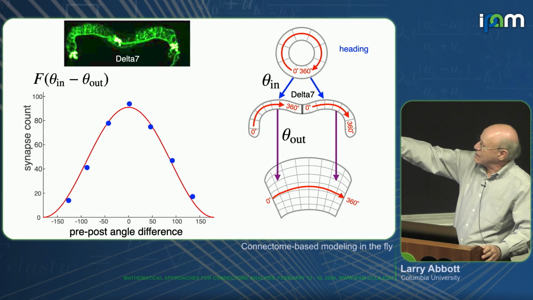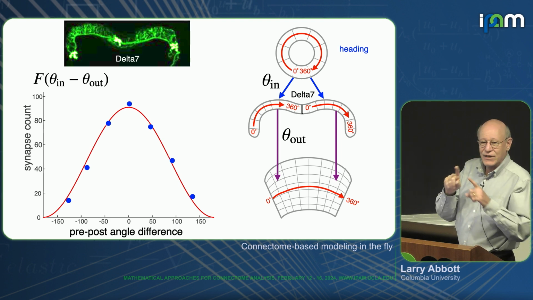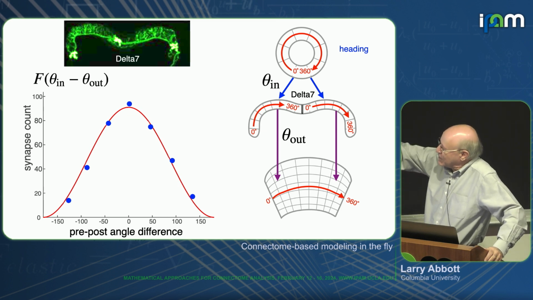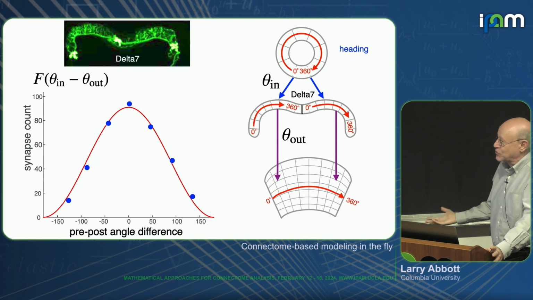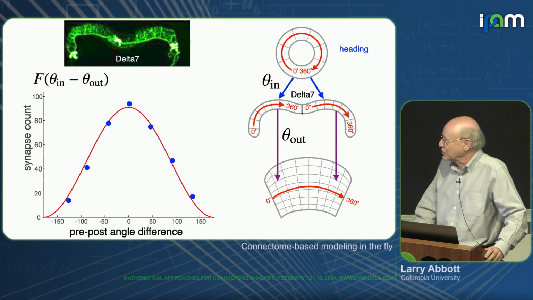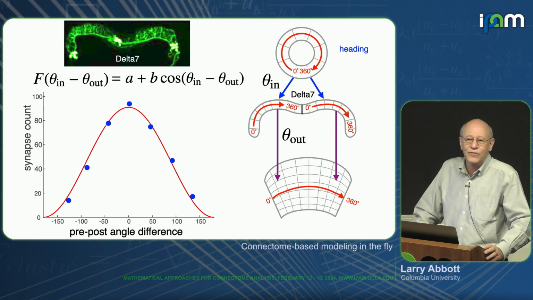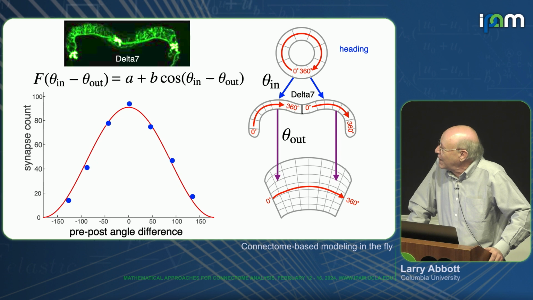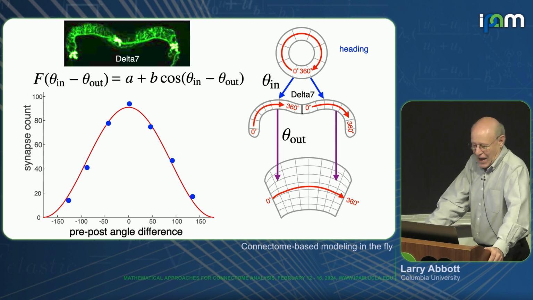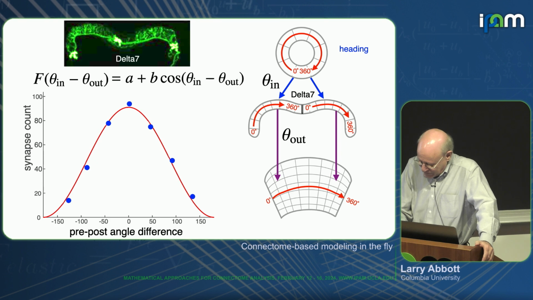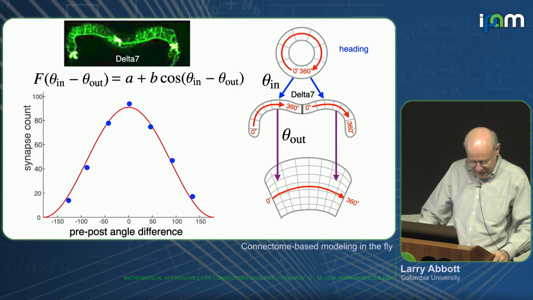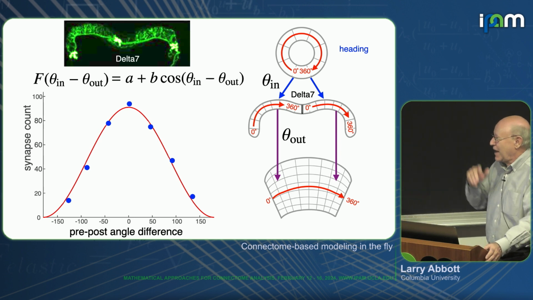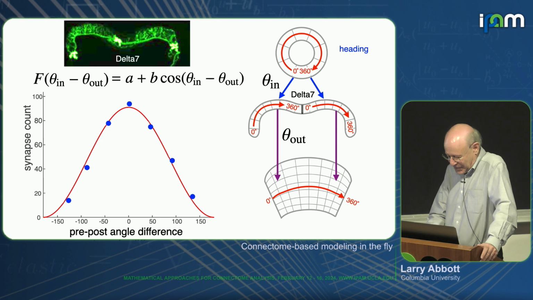All the delta 7s have been plotted here as a function of the difference in the input and output angle. You count up the synapses and you get this curve, which is quite accurately a cosine. So this isn't any old function. It's a constant plus a cosine of that angle. Now you might say that's a curious fact, but in the fly work, you should never say it's a curious fact. It always matters, and I think at least that this matters a lot, that this is a cosine.